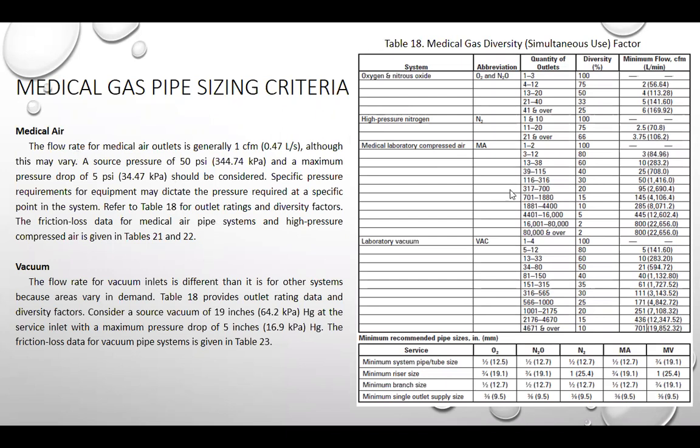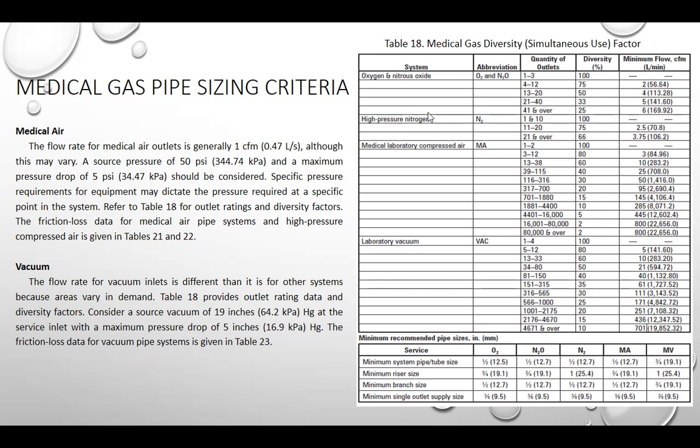Medical air. So, ito yung Table 18. This is for all medical gas. Ang mga medical gas natin is, except vacuum, oxygen and nitrous oxide, abbreviated O2 and N2O, high pressure nitrogen, medical compressed air, MA, laboratory vacuum. Okay, kasama pala vacuum dito. Okay. So, meron pa rin surgical air o yung high pressure compressed air. Dito na rin yan.